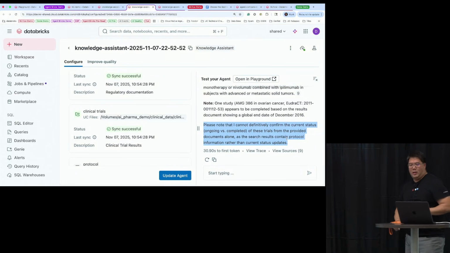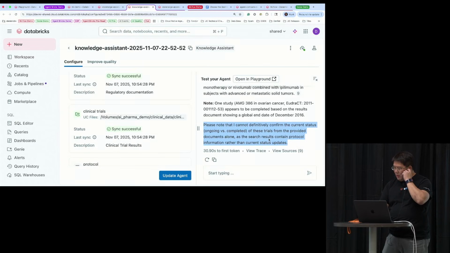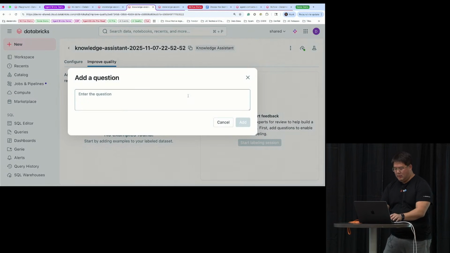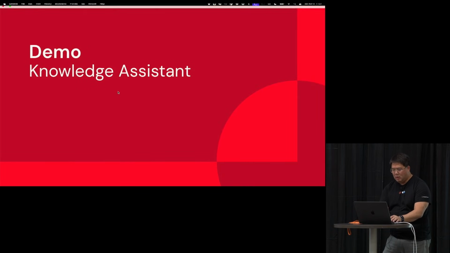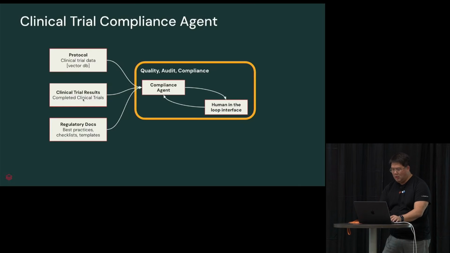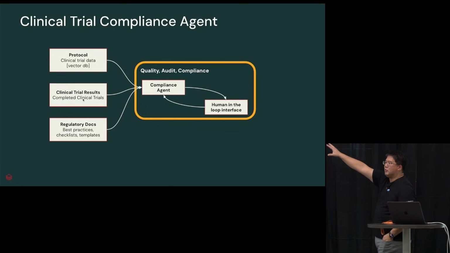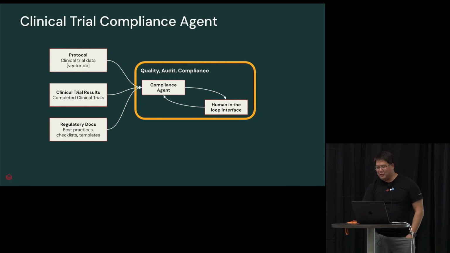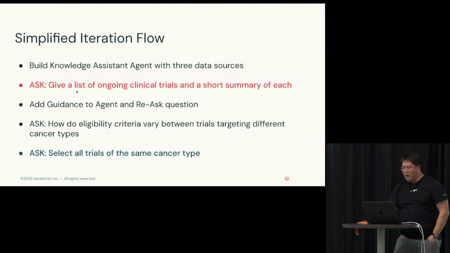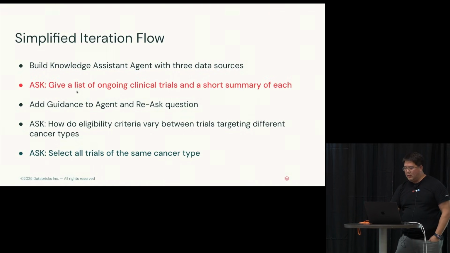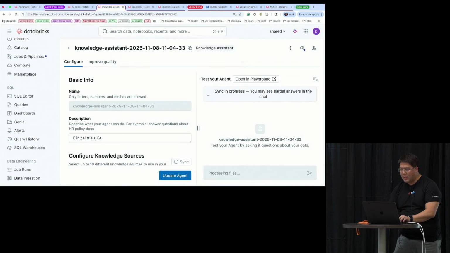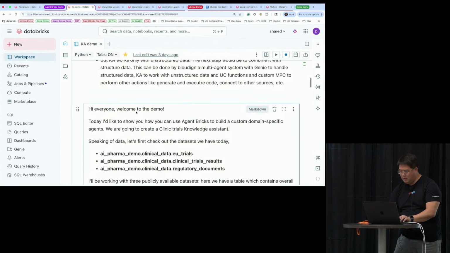Okay, so how do I improve the quality? Well, click on Improve Quality. I add, okay, and this is where I'm going to do a little bit of copy-paste. Oh yeah, sorry, I should have shown you that first. That was the context of what this agent is, the protocol, clinical trials, and regulatory docs. Sorry about that. All right, so I already did that. I'm going to get the list. Ask guidance. All right, so I'm on the ask guidance part now.